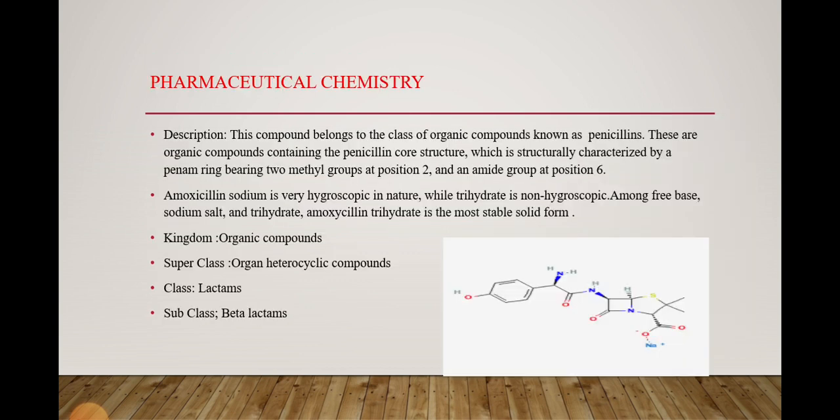Talking about the pharmaceutical chemistry of amoxicillin, this compound belongs to the class of organic compounds known as penicillins. These are organic compounds containing the penicillin core structure, which is structurally characterized by a penam ring bearing two methyl groups at position 2 and an amide group at position 6, as shown below.